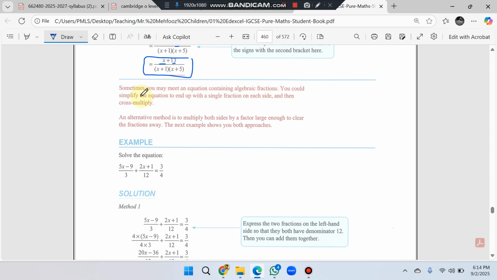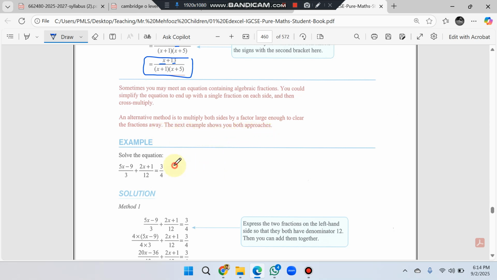Next is that sometimes you may meet an equation containing algebraic fractions. You could simplify the equation to end up with a single fraction on each side and then cross multiply. An alternative method is to multiply both sides by a factor large enough to clear the fractions away. The next example shows both of these approaches.